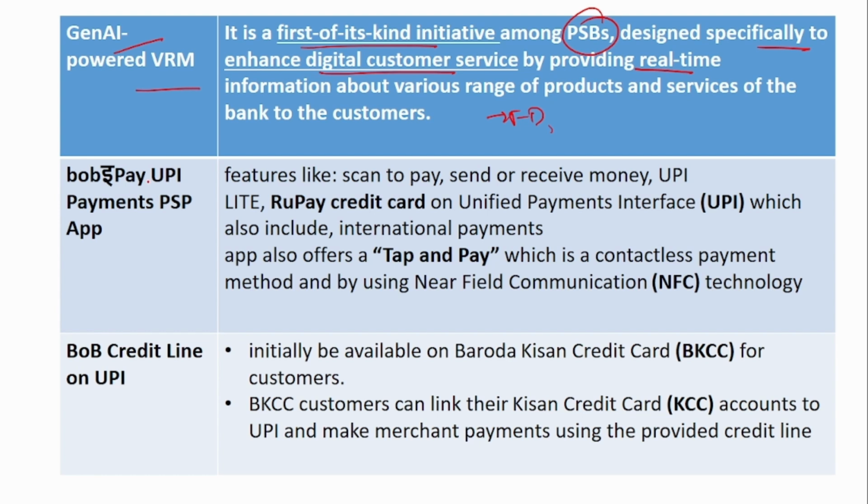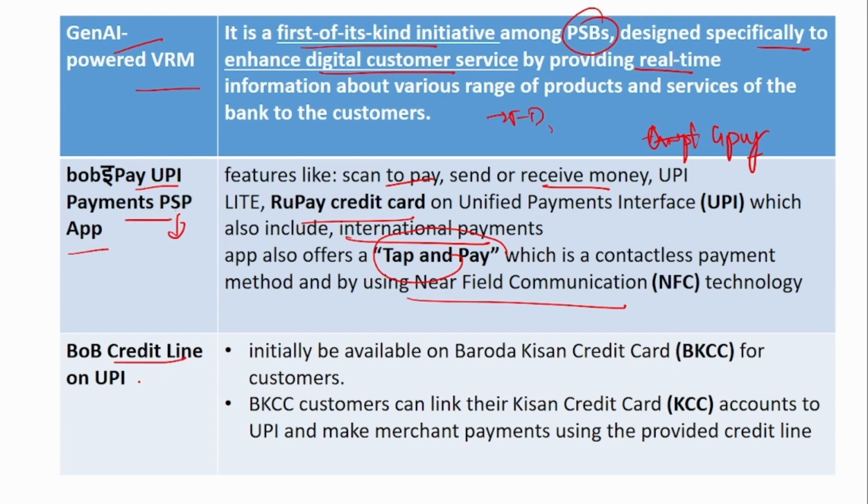The next is the BOB Pay UPI Payment PSP, that is Payment Service Provider app. So here, just like you have Google Pay, similarly, this BOB Pay will also be there. So whatever features were there in Google Pay like scan to pay, send or receive money, all this will be available in this BOB Pay UPI app as well. So RuPay credit card on UPI and also include international payments. Apart from that, even tap and pay using NFC, that is near field communication technology, will also be enabled in this BOB Pay UPI app.